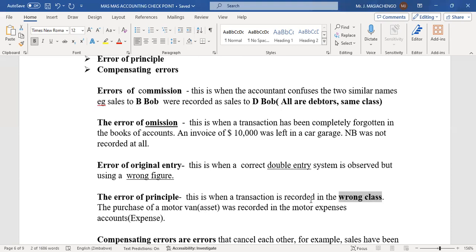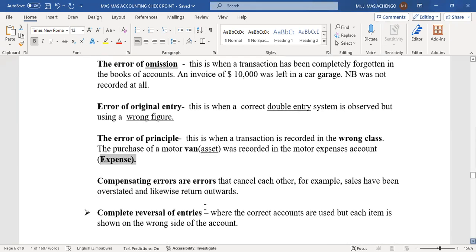So we're saying error of principle. This is when a transaction is recorded in the wrong class. For example, the purchase of a motor van, which is an asset, was recorded in the motor expense account, which is an expense. Are you seeing the mistake here? A motor van is an asset, but is recorded as an expense. This becomes an error of principle. I hope you are following.